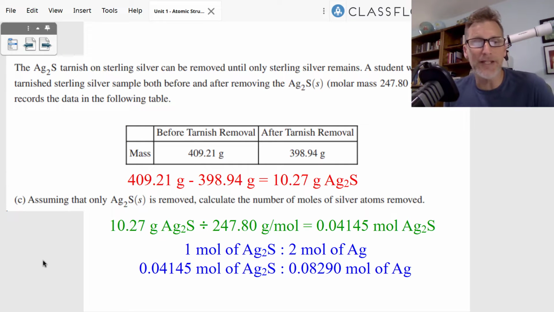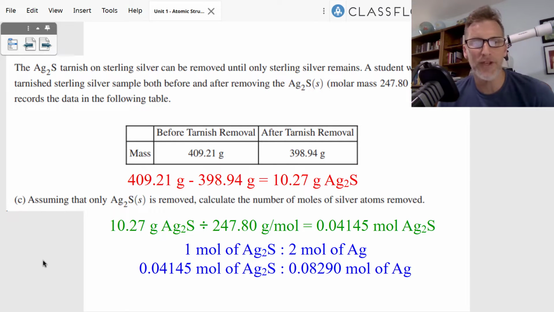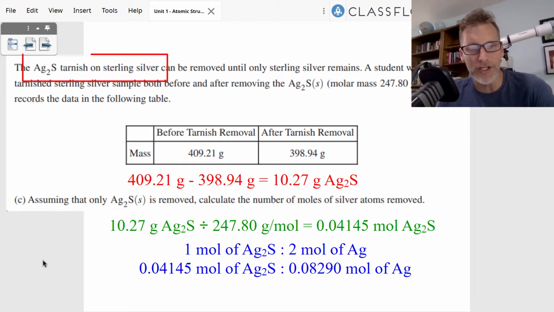Here's the exact opposite. You can see we have some tarnish on here. They gave us the molar mass, 247.80 grams per mole. You can see before the tarnish removal and after the tarnish removal, we subtract those two numbers, 409.21 grams minus 398.94 grams. That gives us 10.27 grams of Ag2S, which is the tarnish.